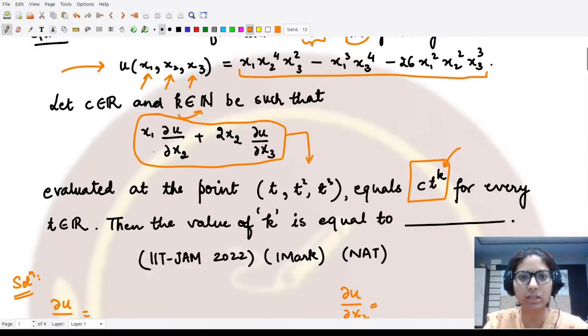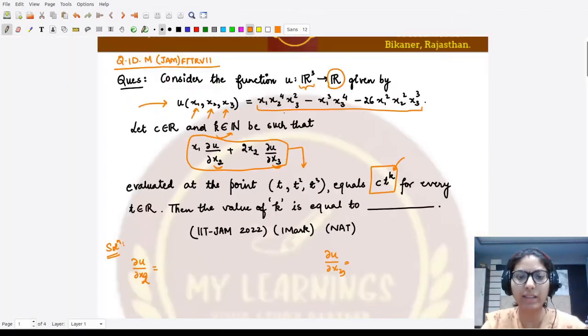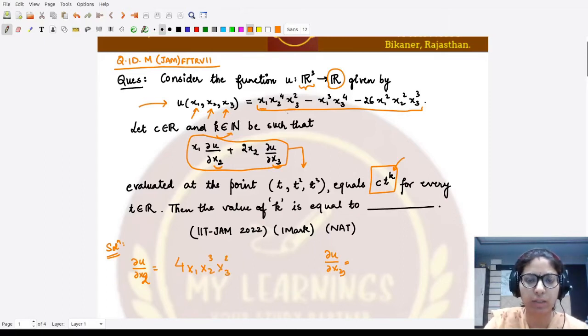So let's start. Our u is given to be this function x1 x2 raised to power 4 x3 square minus x1 cube x3 raised to power 4 minus 26 x1 square x2 square x3 cube, right? So when you differentiate it partially, here we require the derivative with respect to x2 and with respect to x3, right? So we'll be calculating exactly that. Let's see, we have x1 x2 raised to power 4 x3 square. Let's differentiate it. It would be 4 times x1 x2 raised to power 3, x3 square. Here x1 and x3 would be treated as constant, so we will just be performing the derivative of this single term. So that would be 4 x2 raised to power 3.